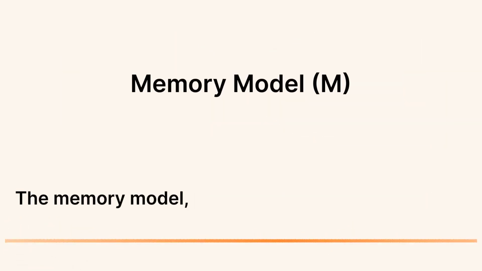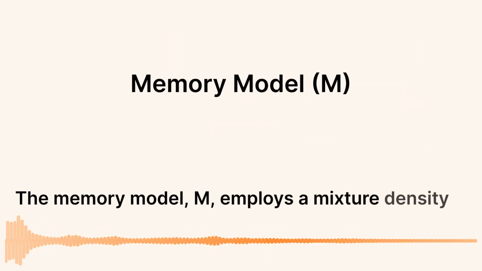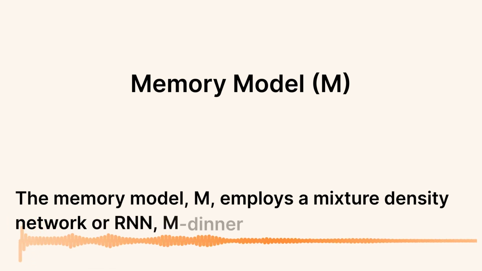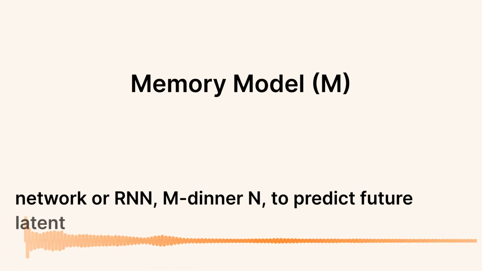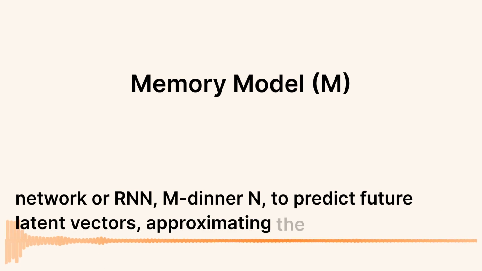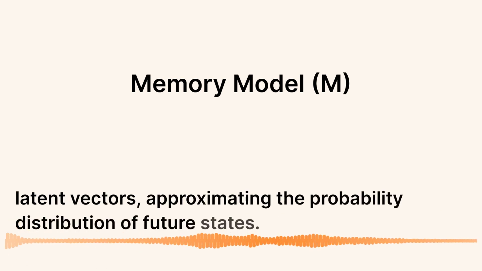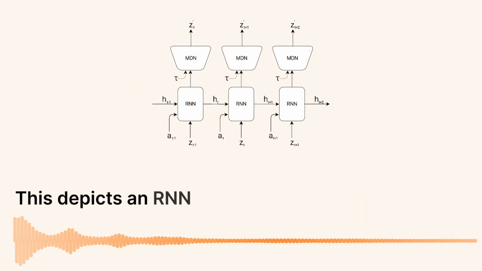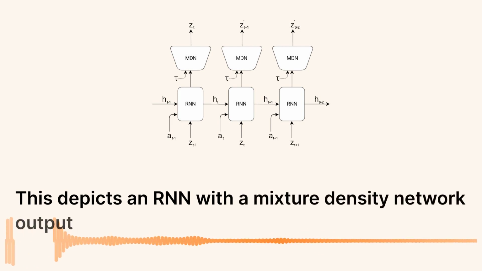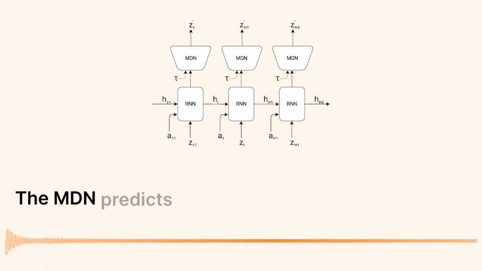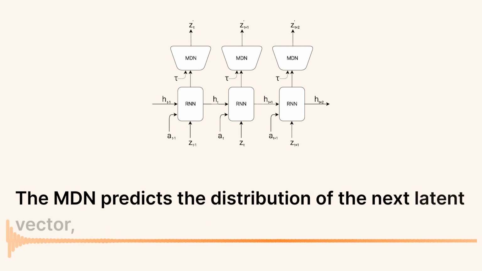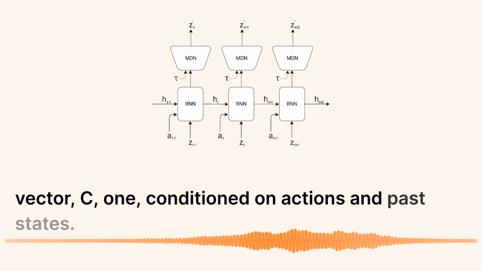The memory model, M, employs a mixture density network RNN, MDN-RNN, to predict future latent vectors, approximating the probability distribution of future states. This depicts an RNN with a mixture density network output layer. The MDN predicts the distribution of the next latent vector, Z t+1, conditioned on actions and past states.